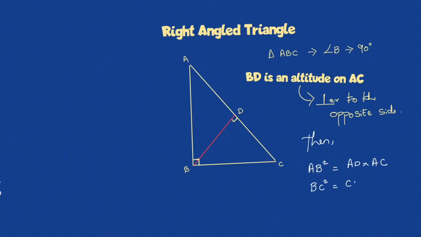Similarly, what else will happen? BC square. BC means one more side. BC square will be equal to CD into AC. So BC square, one side square, is equal to the part of the hypotenuse, which is CD, and the full hypotenuse, which is AC. Then you will have BD square, which is altitude square, equal to AD into CD.